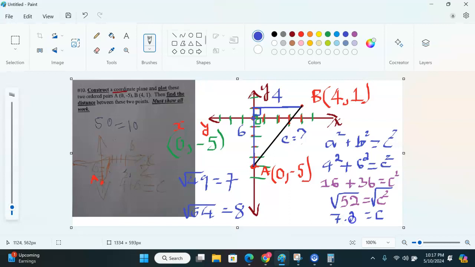Or you can actually simplify the square root of 52 if you want to. You can break it down to 4 times 13. And 4 is a perfect square. The square root of 4 times 13, and the square root of 4 is 2 because 4 is a perfect square. So my final answer is 2 square root of 13. That's another way to write it. But in this problem, you don't have to simplify it because you can just use a calculator and the answer is 7.2.